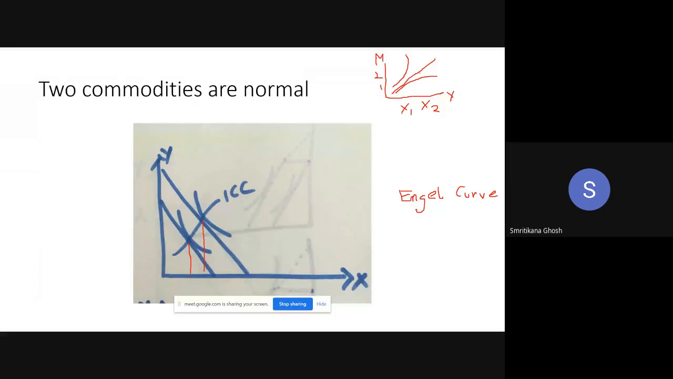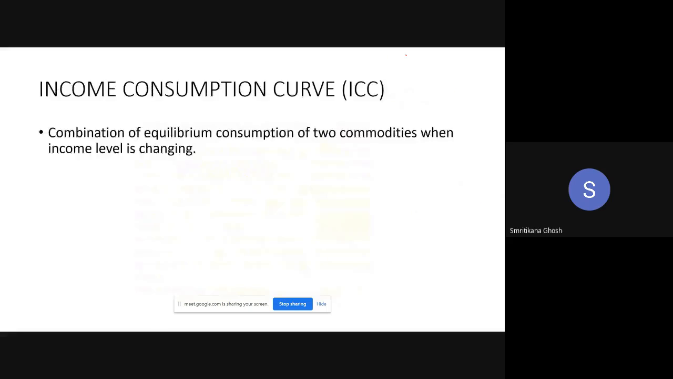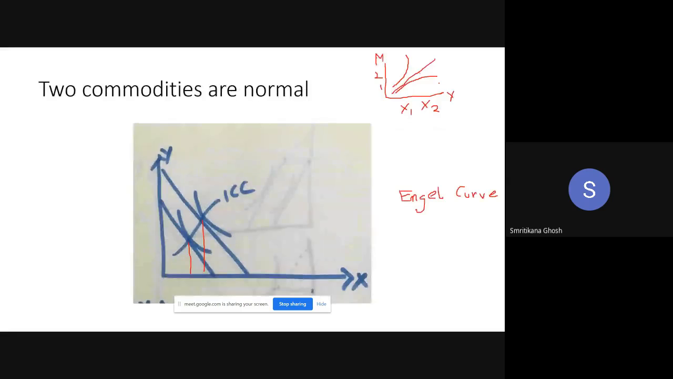Any problem from this question? Ma'am, the income consumption curve is called the Engel curve? No. Income consumption curve is showing the equilibrium consumption combination of two commodities. And Engel curve is showing the equilibrium consumption of one commodity with respect to the income level. On the vertical axis, you are measuring the income. In the horizontal axis, you are measuring either X or Y, any of the commodities.